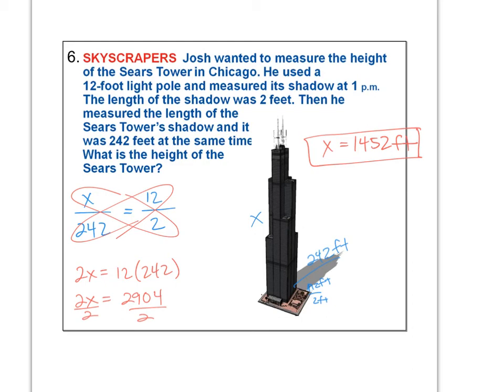If you Google it, it says it's 1,450. So this is off by 2 feet. Why would that be? Well, there could be some human error involved, right? When he measured the shadows, maybe it wasn't exactly 2 feet or exactly 242 feet. He might have made an error. Or maybe he rounded. Or maybe by the time he got over and measured the second shadow, the sun had shifted a little bit, and so the shadow wasn't measured at exactly the same time. Lots of things could have happened.